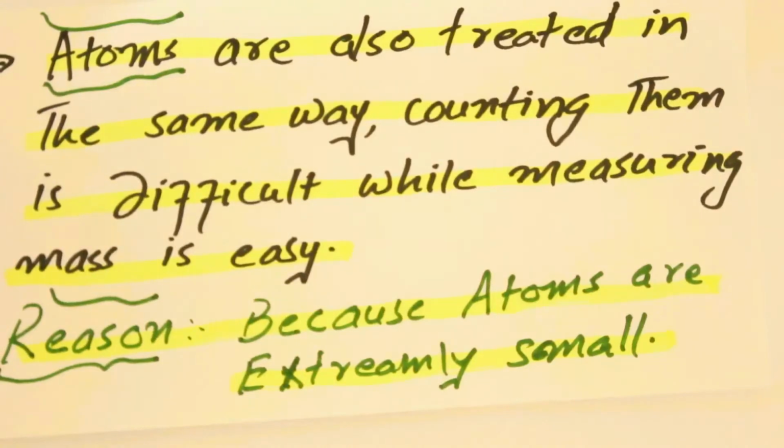Now the exact same idea is applied to the concept of atoms. Atoms are extremely small particles and we cannot see them with our eyes. Even if we have a powerful microscope, we cannot see them. That's why we prefer to measure the mass of atoms as compared to counting the number of atoms.